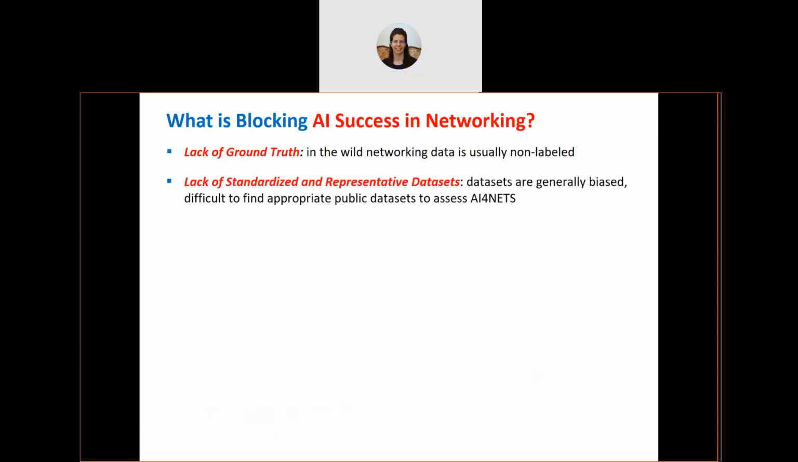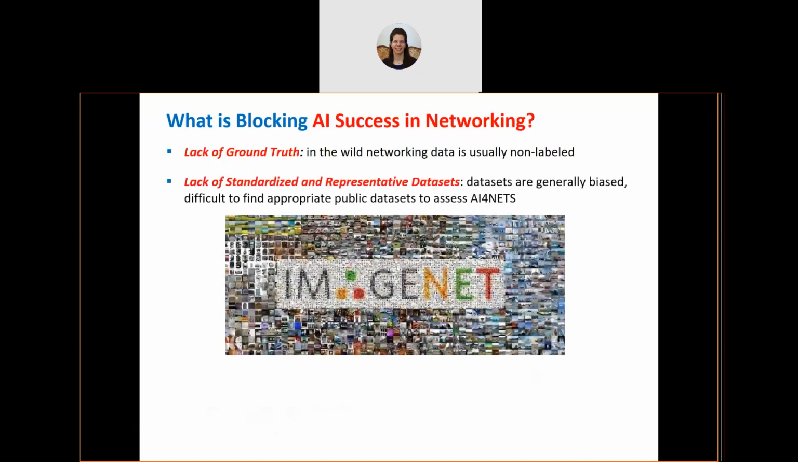Linked to this lack of ground truth is that we don't have standardized and representative data sets where we can all work together and compare our solutions. You know that in image processing, there is special attention to reproducibility of research.